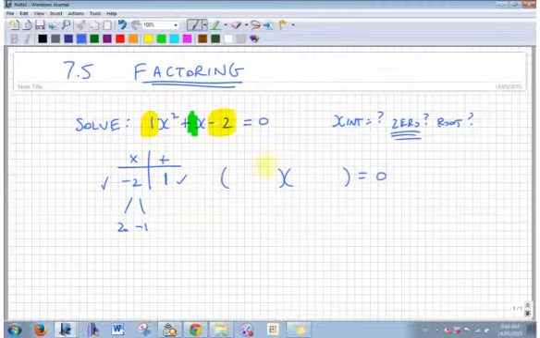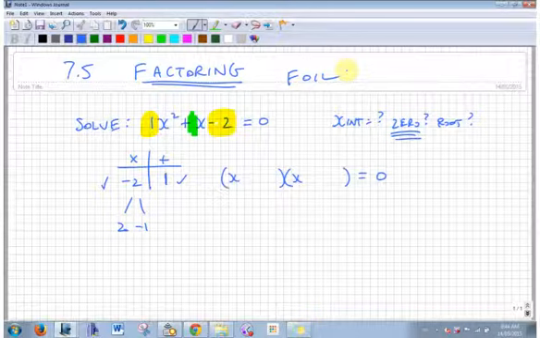Okay? When is this equal to 0? x times an x is an x squared. That's your only choice. That's the F in FOIL. What else can you multiply to get x squared? That's your only choice. Okay, and then those two numbers you just got, you put them here. +2, that's one of them. -1, that's the other one. And we're done. It's factored.